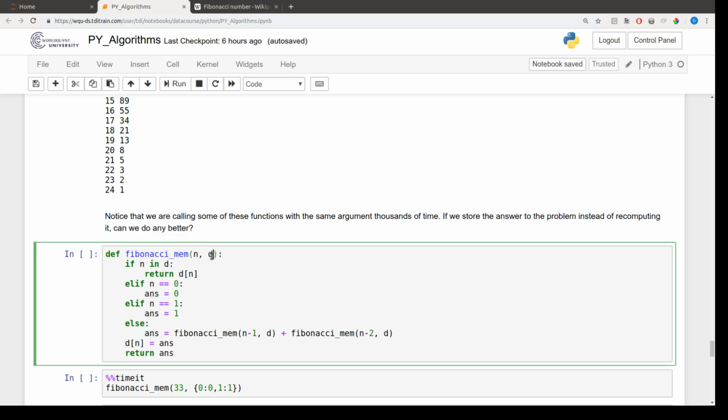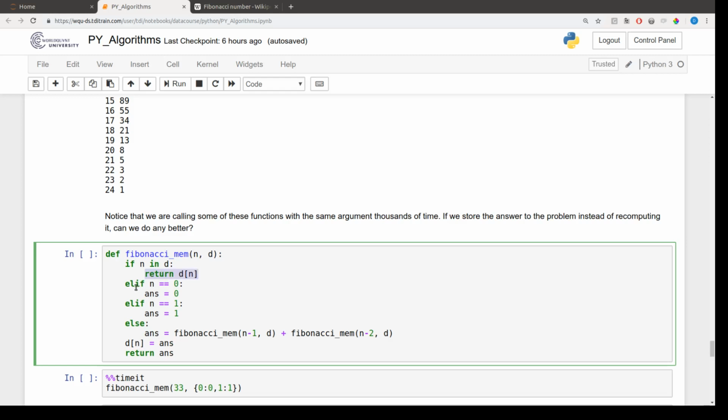So, since we're always going to try and first look up the answer if we have it, the very first thing we do whenever we call Fibonacci mem is check if n is in our dictionary of results. In other words, have we already calculated the nth Fibonacci number? If so, we'll just return the result we've already calculated, which we've stored in the dictionary at key n.